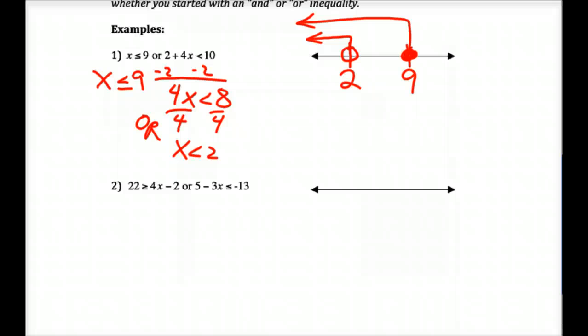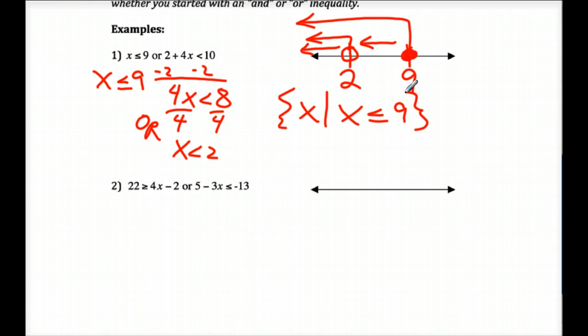The answer is all x such that x is less than or equal to 9. All of the numbers less than 2 are included in the less than or equal to 9. We're talking about or, so we only want one of them to be true. So all x such that x is less than or equal to 9 is our set notation answer.